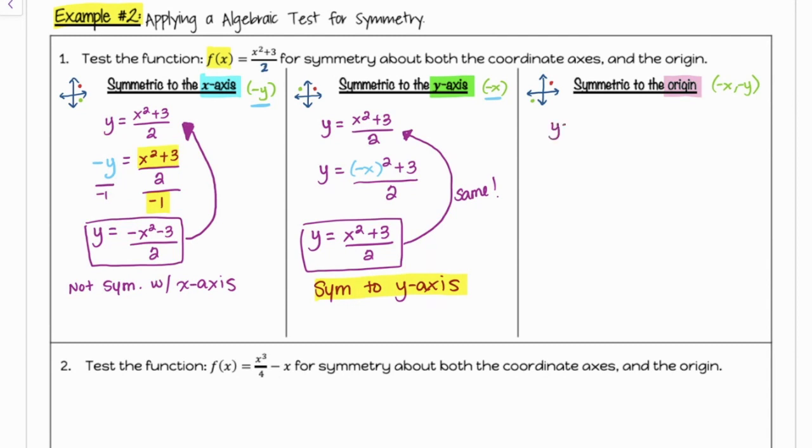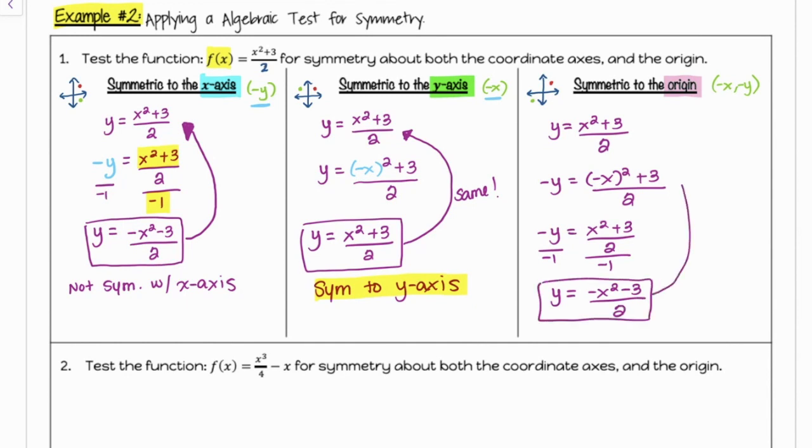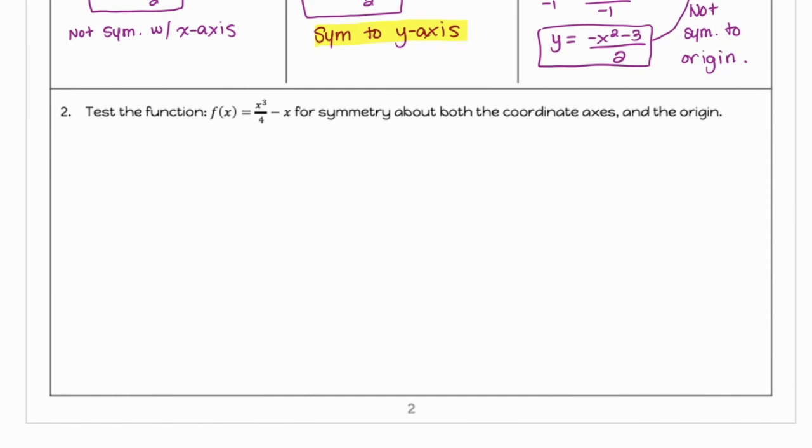So I'm going to start out with the original. In this case, I'm replacing both the x's and the y's. I'm going to simplify. I'm going to compare what I got with the original, and we have not symmetric. So for this specific function, I have a function that is symmetric to the y-axis. Let's look at the next one. For number 2, we have been given our function f of x. We want to test this function to see if it's symmetric with both of the coordinate axes and the origin.